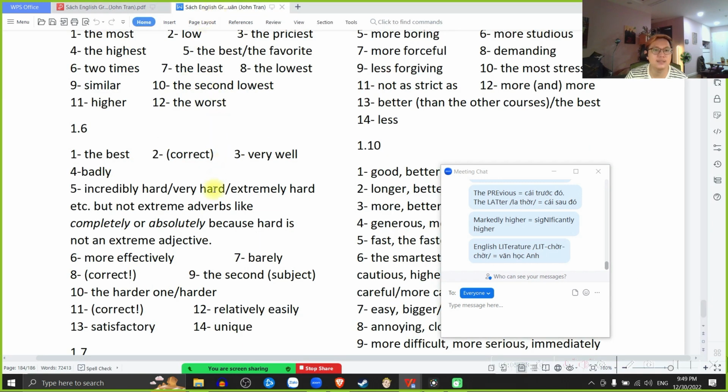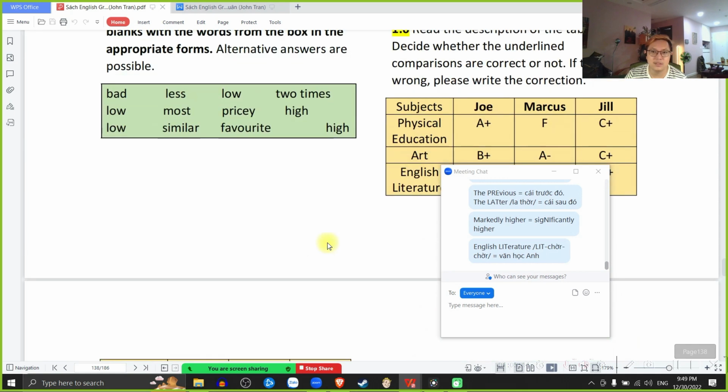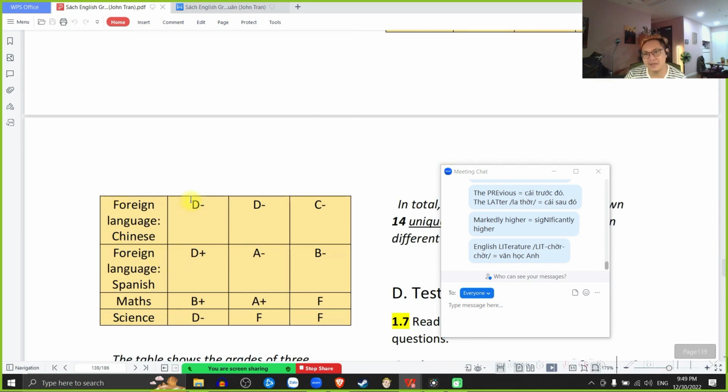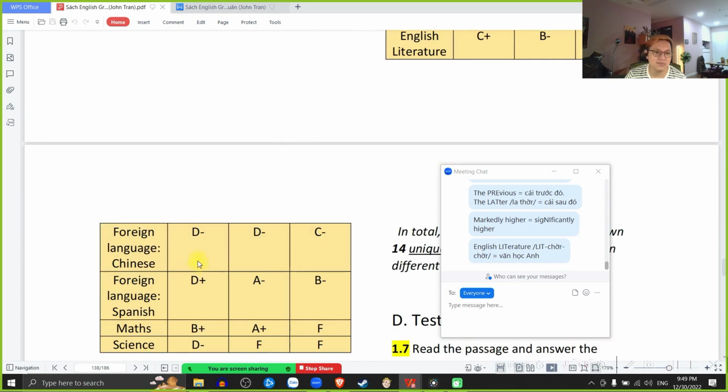Number two is he did, is correct. He did significantly worse in Chinese language and science. Tuy nhiên, ảnh đã làm tệ hơn rất nhiều về cái môn tiếng Trung và môn science. Significantly worse, làm tệ hơn nhiều đó, đáng kể đó. Look at this one. This is Joe. PE A+. But Chinese is D-, is really bad. And science D-, really bad too. Đó, đạt được điểm về PE thể thao rất là tốt luôn, nhưng mà foreign language, Chinese và science D- luôn.